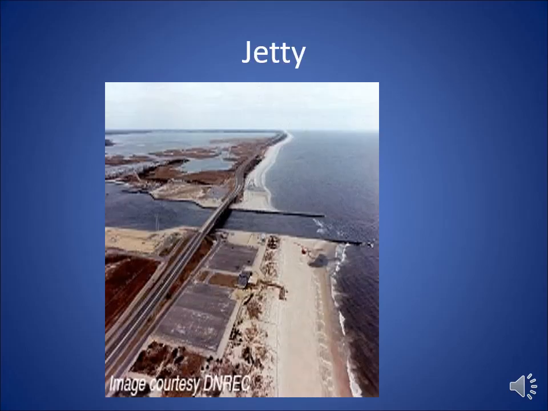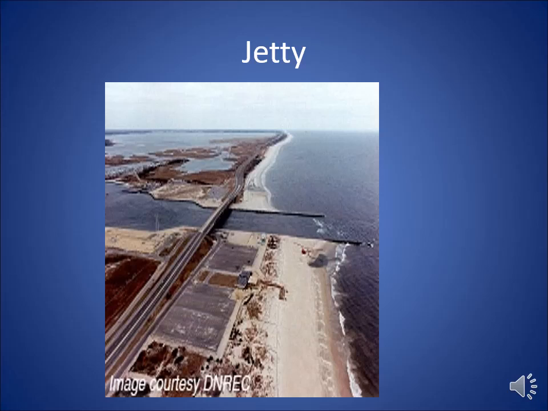The next slide depicts jetties. Jetties are walls that are built to stabilize inlets. Now, barrier islands are separated from each other by inlets. And as we mentioned, inlets will migrate.